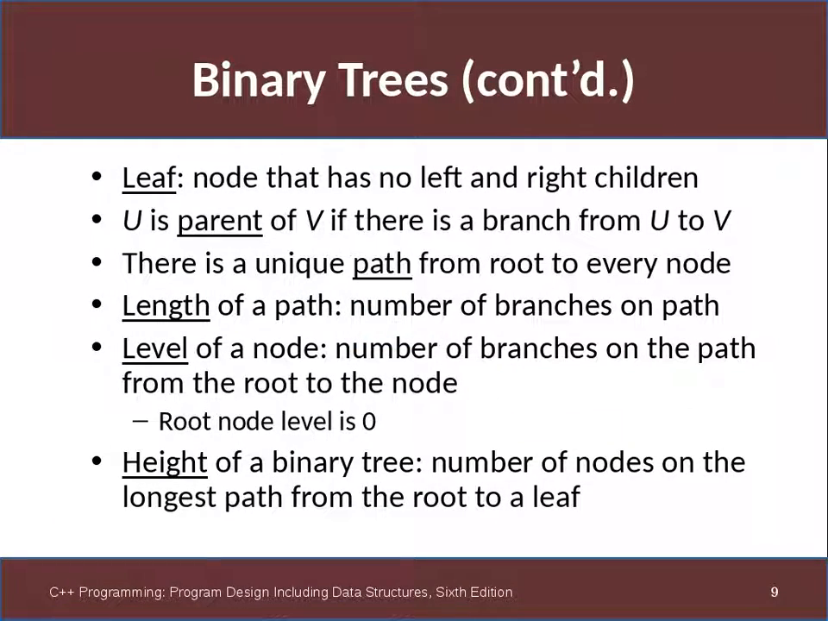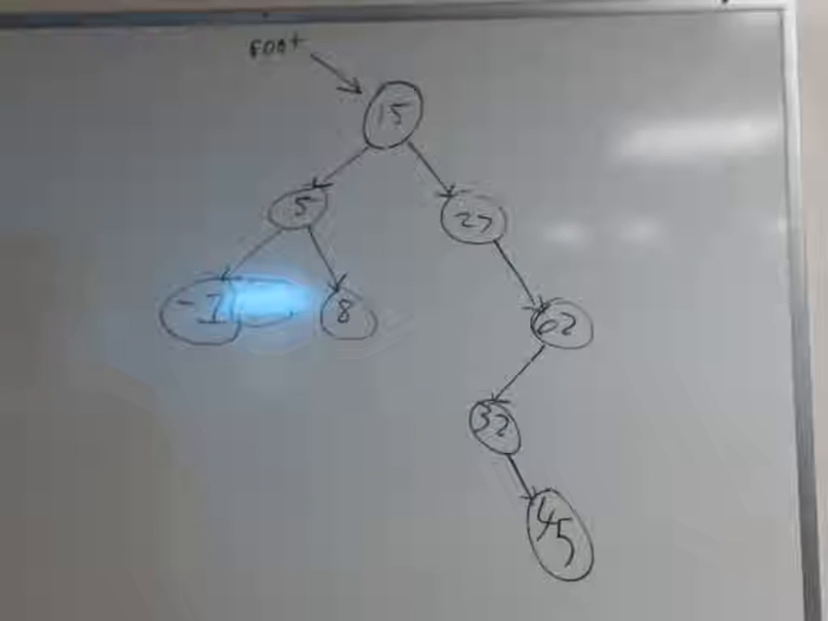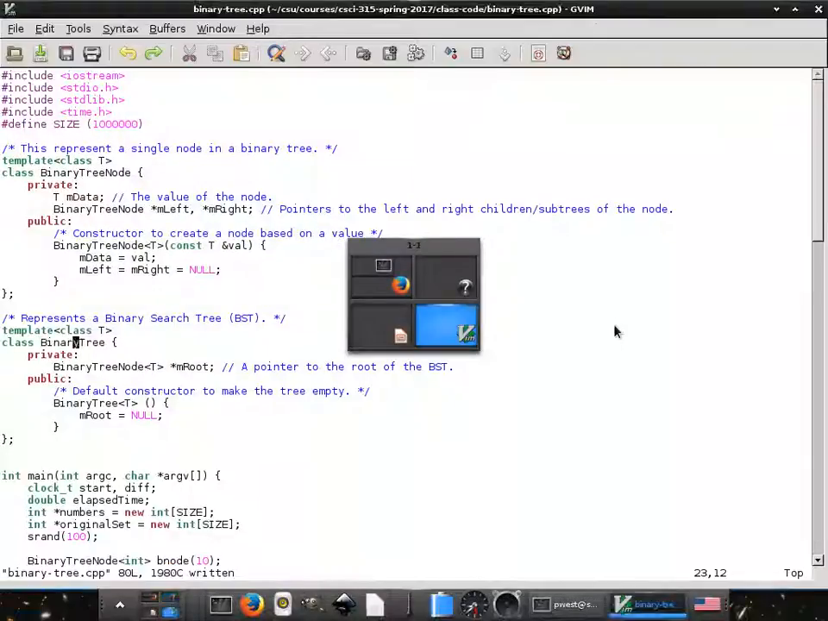I call that sadness. U is a parent of V if there's a branch from U to V. All right, what's the parent of 8? 5. What's the parent of 62? 27. What's the parent of 32? 62. All right, any other questions? Y'all following? Great.